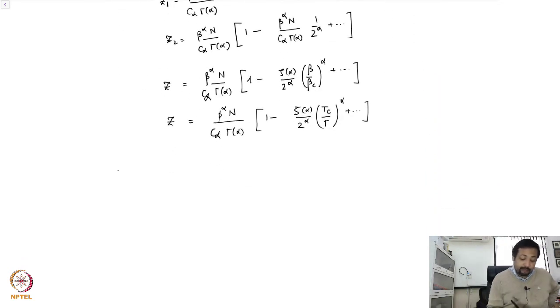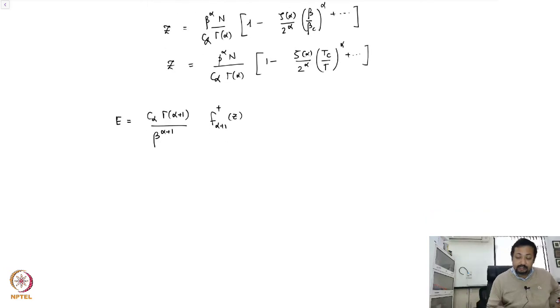What about the energy? Energy was C alpha gamma alpha plus 1 beta raised to the power alpha plus 1, and I had f of alpha plus 1 of z. And again, I had determined the fugacity from my equation for the particle number, and that z I want to substitute over here.